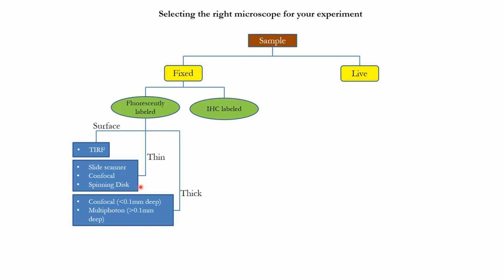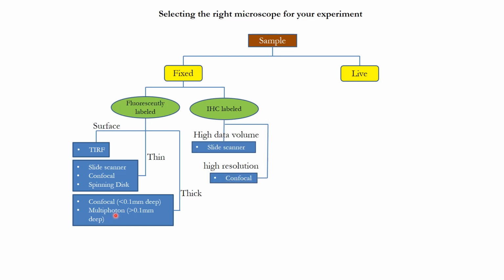Lastly, if your sample is thick and doesn't allow the light to pass through, in that case confocal microscope is a good solution if you are trying to image within 100 microns. If you are going deeper than 100 microns, at max you can go 8 millimeters deep using a multiphoton microscope. For an IHC sample, if it is a high data volume data set, in that case slide scanner is the best option because it can automate the entire process of data acquisition as well as data handling.